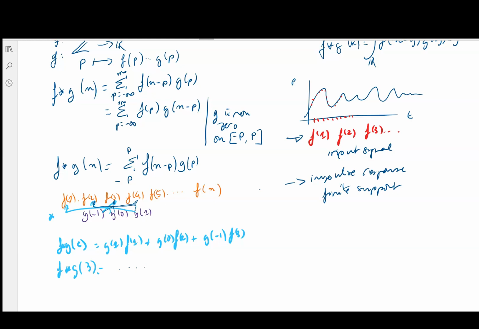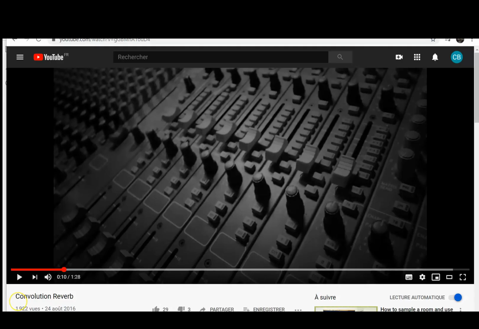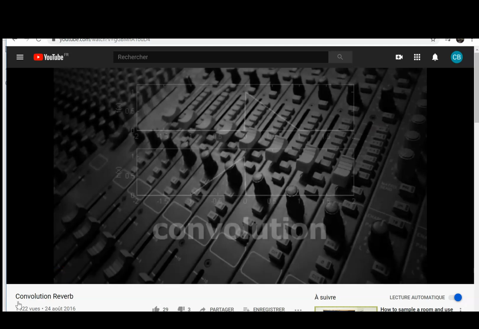All right, let's talk more precisely about the reverberation convolution, how it can be used in digital audio processing software, for instance. Have a quick look at some videos. You can find a lot of other things. Just type in convolution reverb on Google, and you'll get many more. Let's have a look at this.